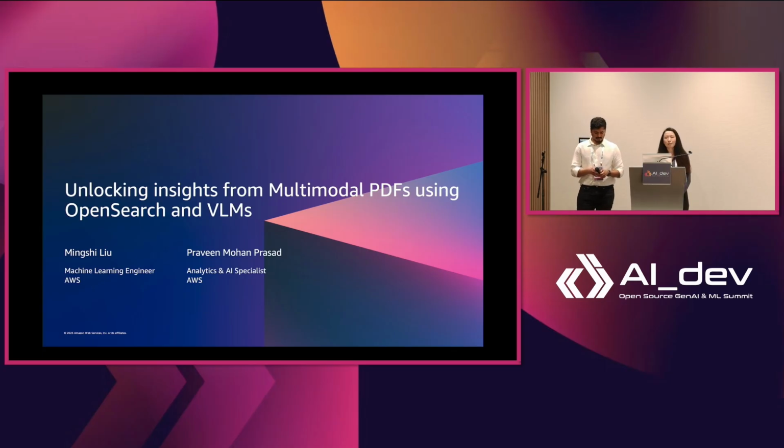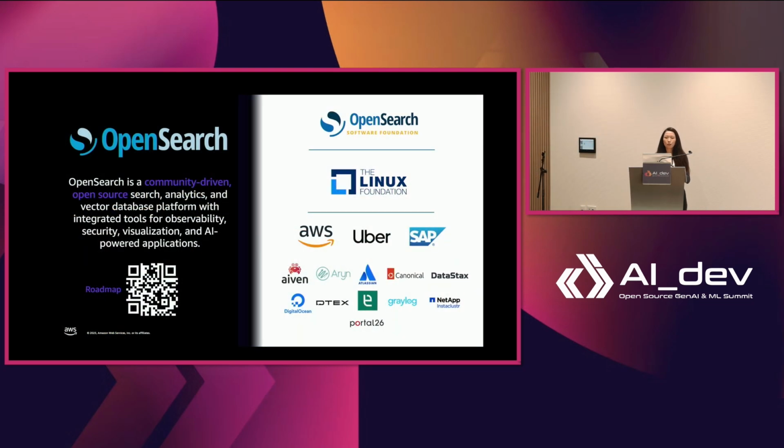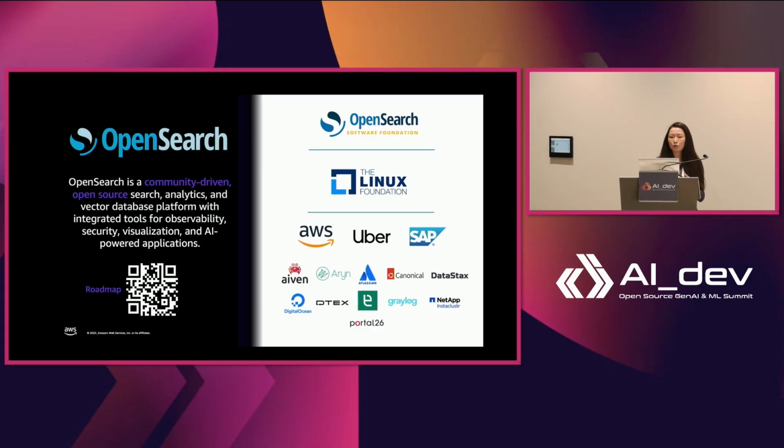Today we are going to talk about unlocking insights from multimodal PDF using OpenSearch and vision language models. As a brief introduction, what is OpenSearch? OpenSearch is a community-driven, open-source search, analytics, and vector database that will allow you to do high-performance AI search and visualization solutions. Here's a roadmap that you can scan and see what are the upcoming open source features.